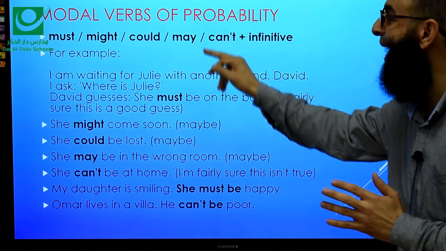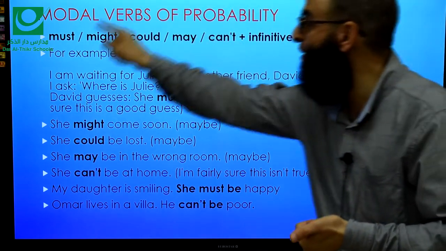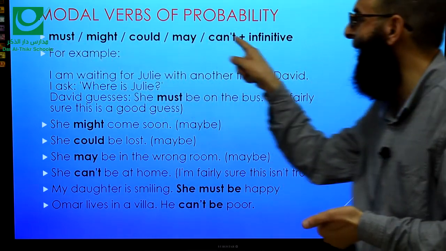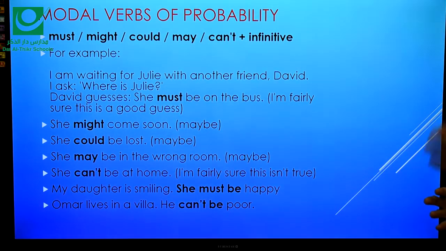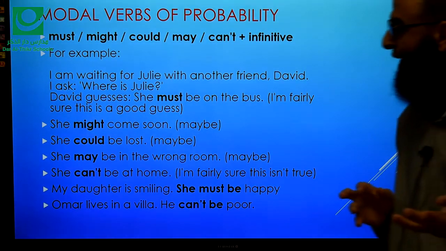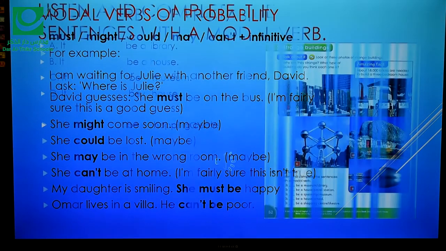And the last one, can't. As I told you, can't is the same as must, but must is sure and can't, you are sure not. I hope that you understand this. And to make sure that you understand, let's take the next one.